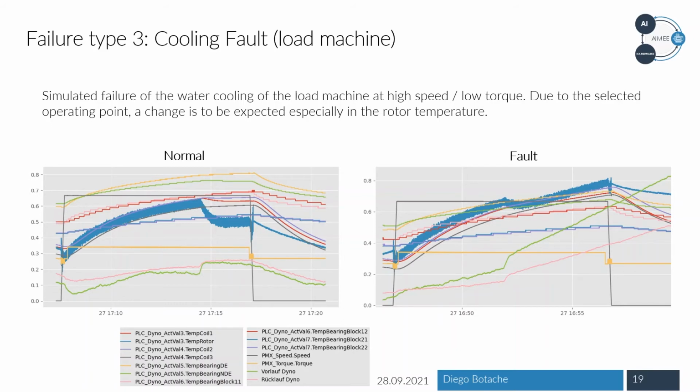In the last part of this experiment, you can see a shutdown of the machine, and you expect the temperature of these sensors to decrease and vary very fast, but on the right side you see that they decrease very slowly.